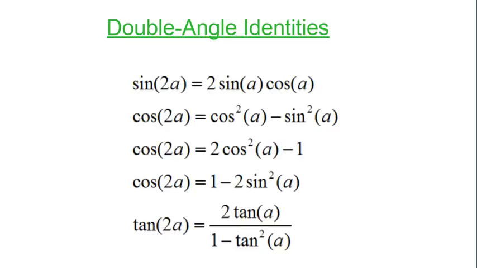If you notice, cosine actually has 3 different double angle identities we can use to rewrite that. Okay, so these are ones you should have in your notes. Make sure you have those recorded so you can use it for the homework.